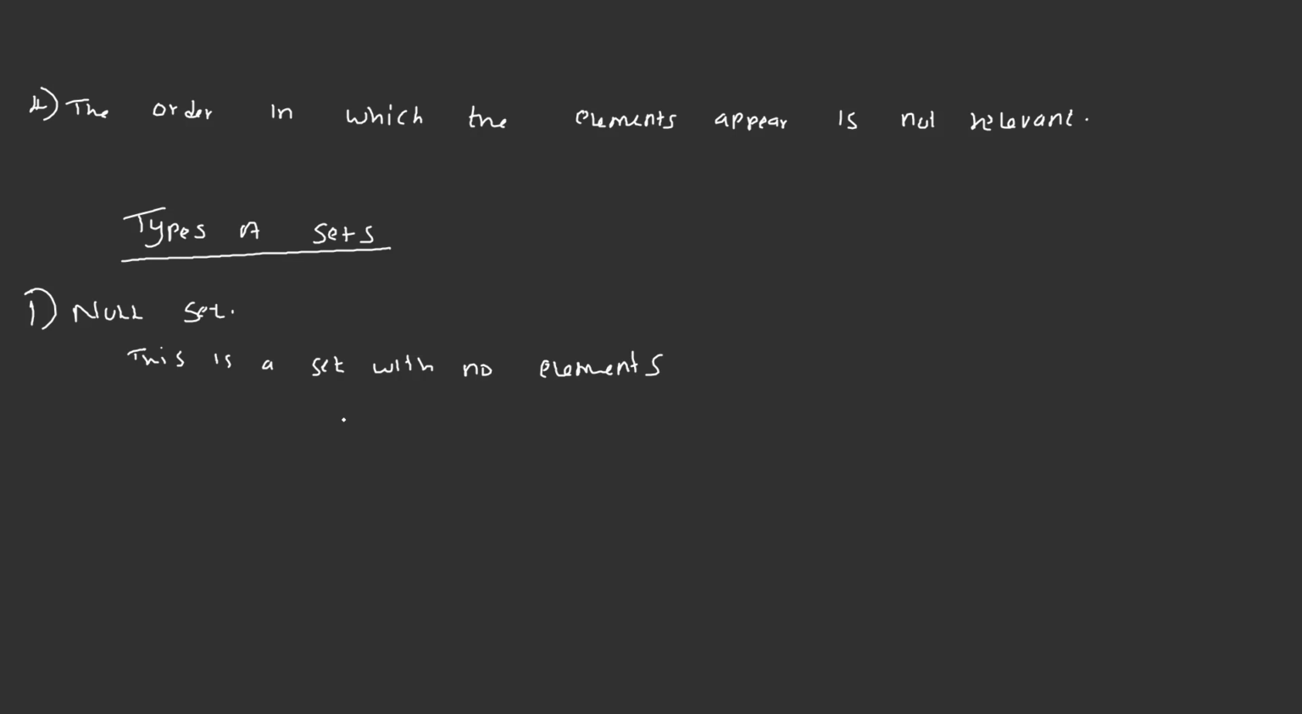So for instance, we can have set A, which has a, b, and c, minus set B, which has b, a, and c. If we subtract these two, we get set C, which is a null set. So that's what a null set is, a set with no elements.